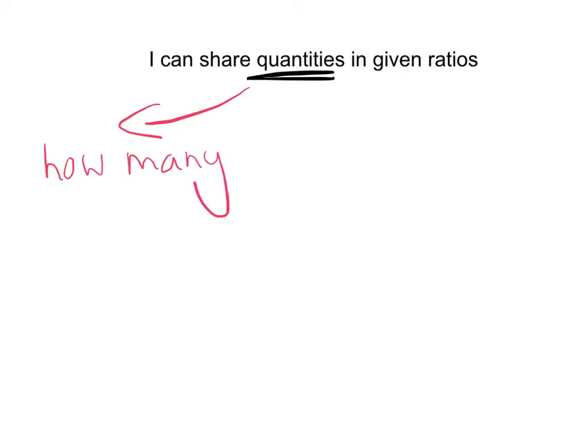This is a screencast on how to share quantities in given ratios. Before we begin, we just need to go over a couple of the terms in here. The first one is quantities. The quantity of something is how many there are. What is the number of them? How many? It's just a fancy mathematical way of saying it. It's what mathematicians use to describe the amount of something.